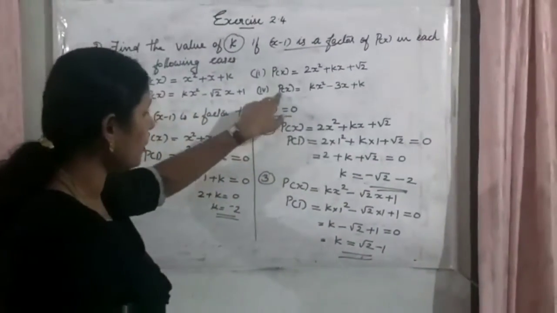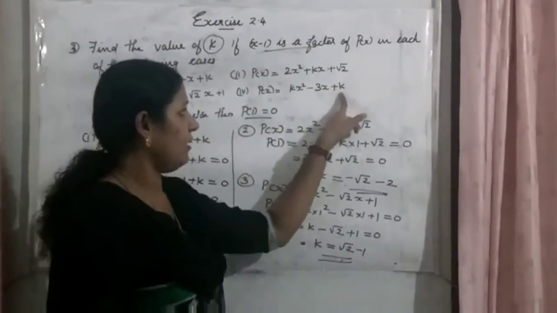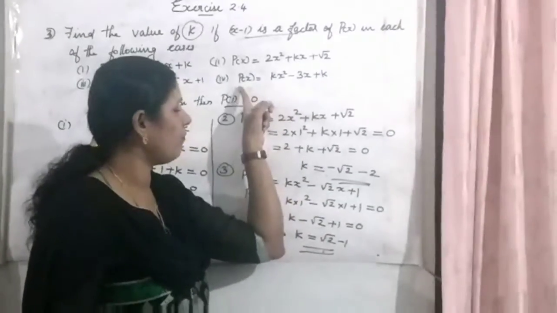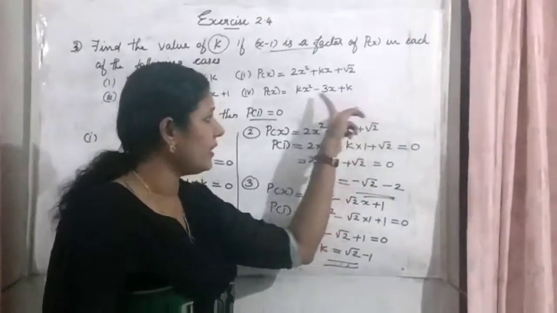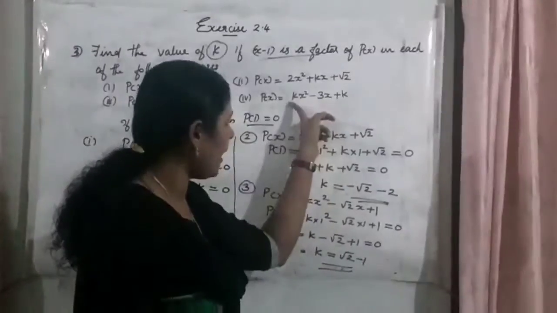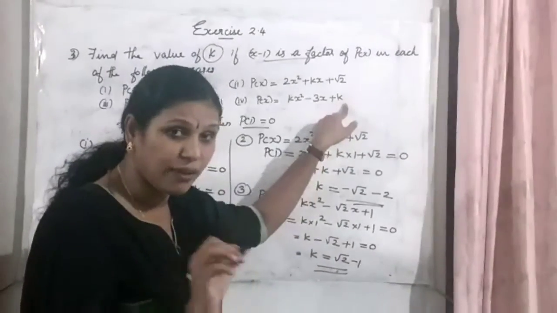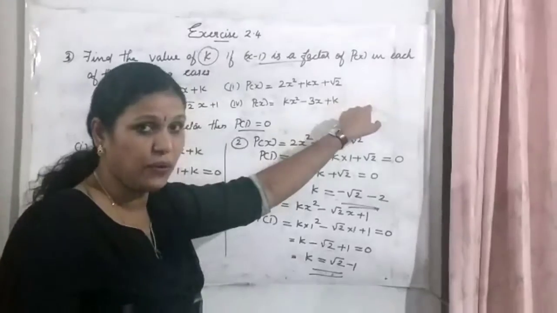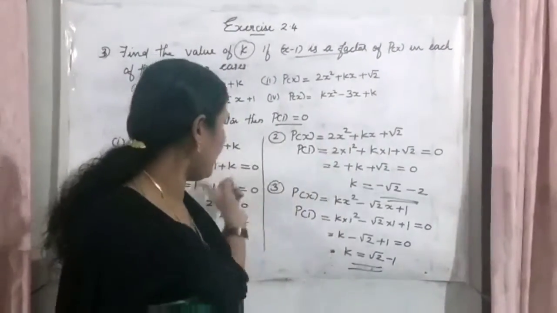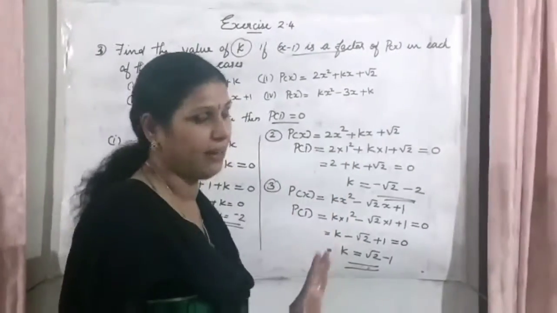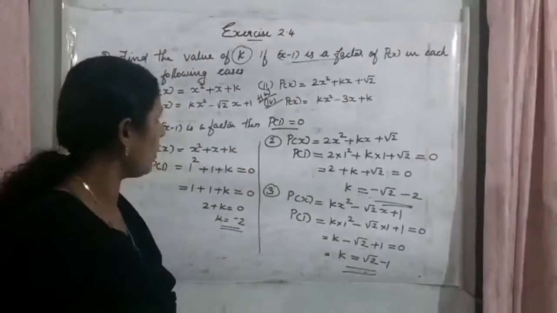Okay. Then the fourth question is P of x equals kx square minus 3x plus k. First we find P of 1. Instead of x we put 1, and we get k into 1 square minus 3 into 1 plus k. Then we equate it to 0, and solve and find the value of k. A problem like this, you have to do yourself. Okay, so that's why it's homework. Do it at home.